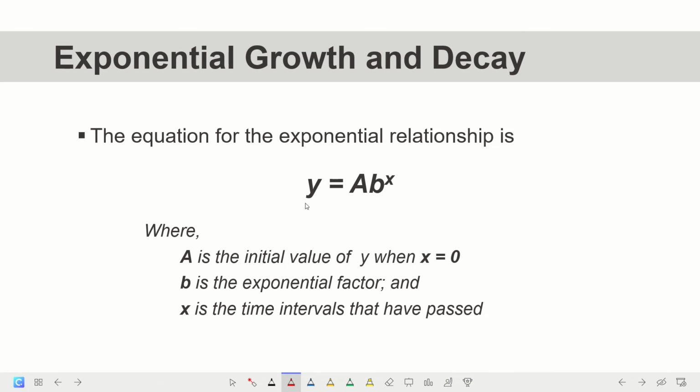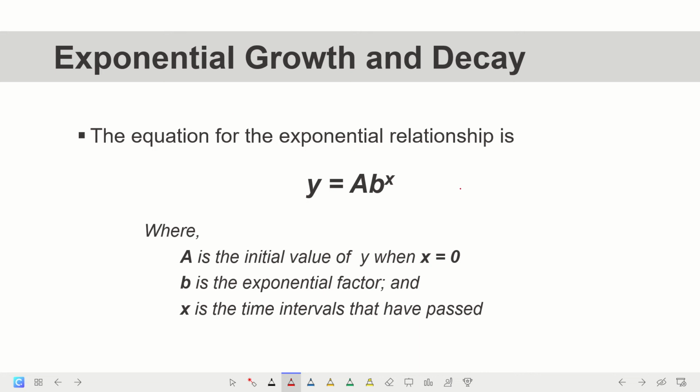The equation for the exponential relationship is given by y equals a times b raised to x, where a is the initial value of y when x is equal to 0, b is the exponential factor, and x is the time intervals that have passed.